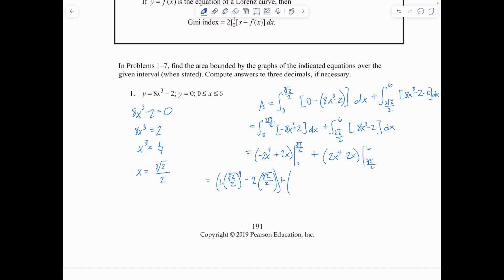we'll close that one, we'll open this one, 2 times 6 to the 4th minus 2 times 6, minus 2 times the cube root of 2 over 2 to the 4th minus 2 times the cube root of 2 over 2. Okay, make sure you're keeping track. When we evaluate, remember we are subtracting, but in this case we are adding 2 different integrals together. And so we'll end up with 2,592 minus 12, which will give us the final area of 2,580.